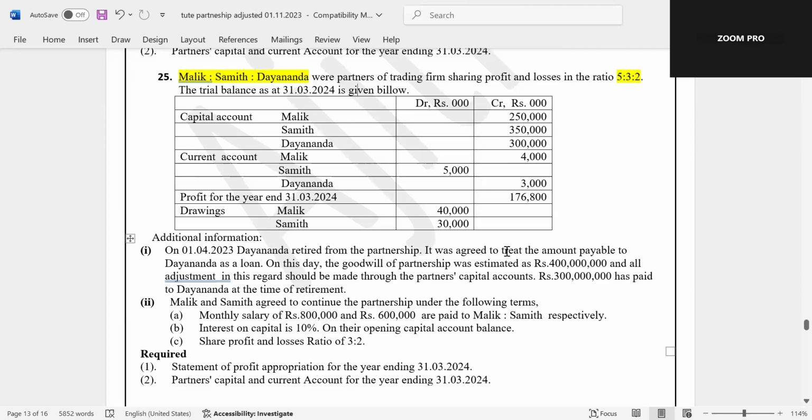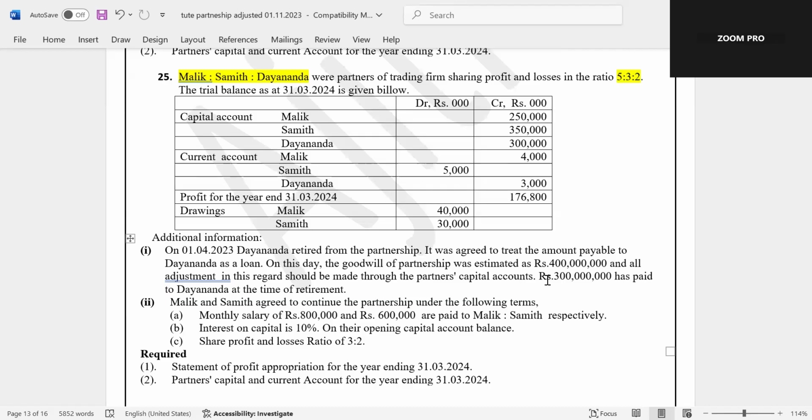It was agreed to treat the amount payable to Dayanand as a loan. On this date, goodwill of the partnership was estimated at 400,000. Think values in million, 400 million. And all adjustments in this regard should be made through the partners' capital accounts. And given 300 million has been paid to Dayanand at the time of retirement. A part was paid when he left. When a partner comes in, money has to be brought in; similarly, when a partner leaves, we have to pay money.